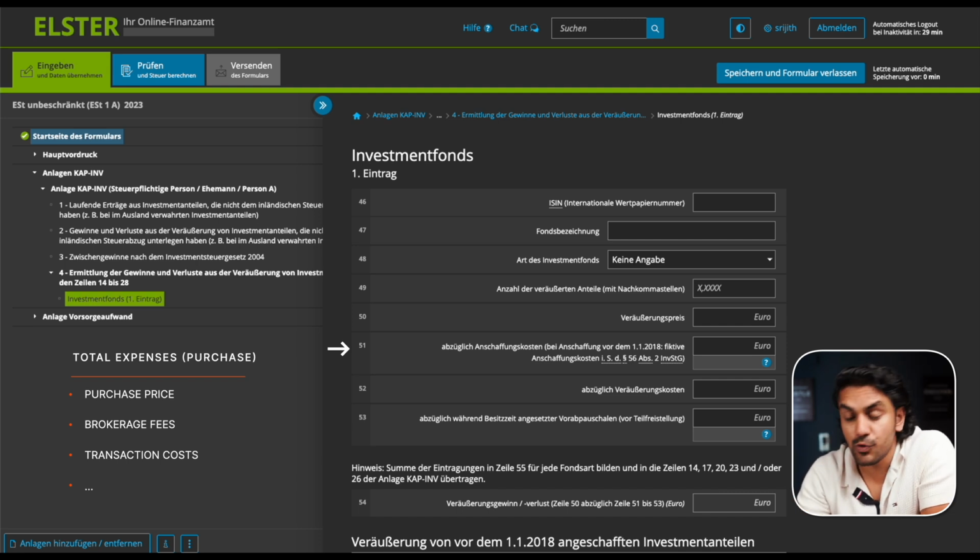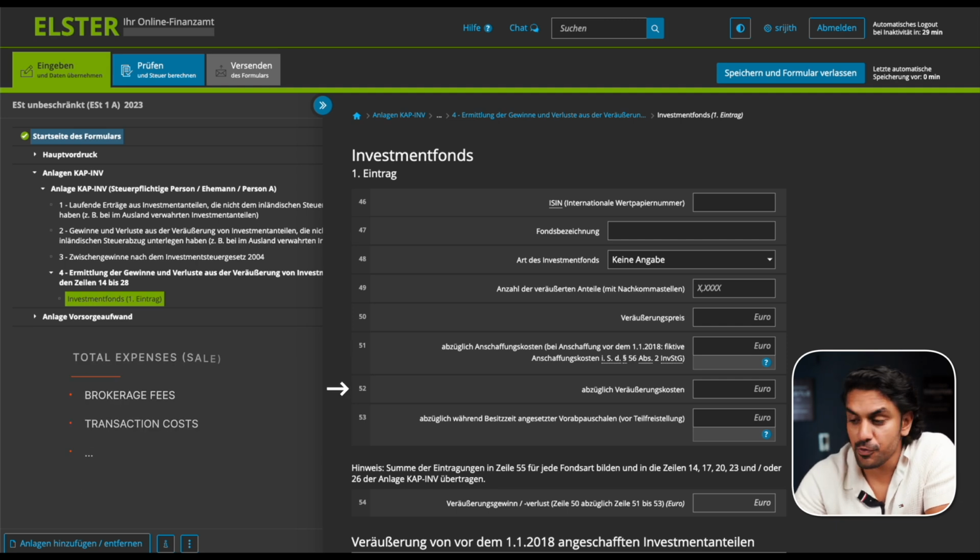Now here again you have to distinguish between the investment funds bought before January 1, 2018 and those bought after that. And for the former case, you must use the last redemption price set in 2017 multiplied by the number of shares bought as a fictitious acquisition cost as of January 1, 2018. And for investment funds bought after December 31, 2017, enter the actual purchase price here. In both cases, add any other related expenses such as brokerage fees and transaction costs. In line 52, provide similar costs associated with the sale of the asset.